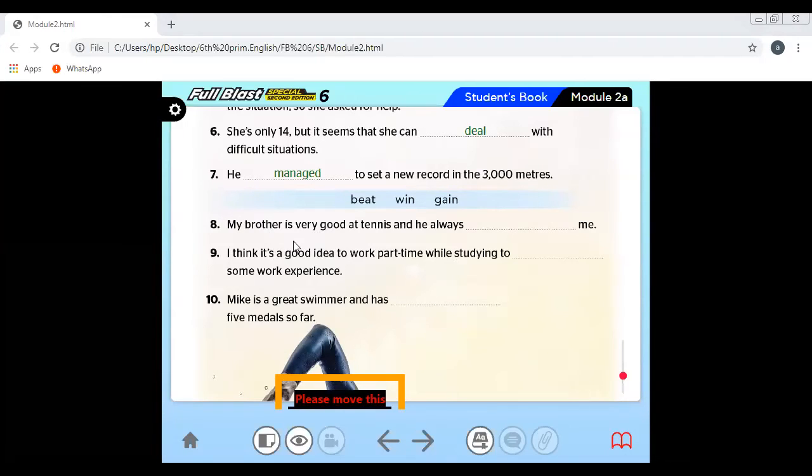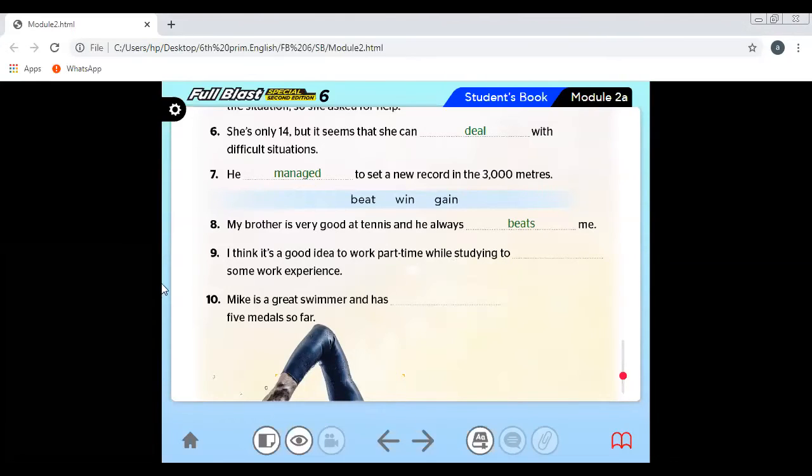My brother is very good at tennis and he always beats me. Excellent. The right answer will be beats because it's present simple. We will add s to the verb. He always beats me. We cannot say he always wins me. It's incorrect. He can win a medal, a match, a game.